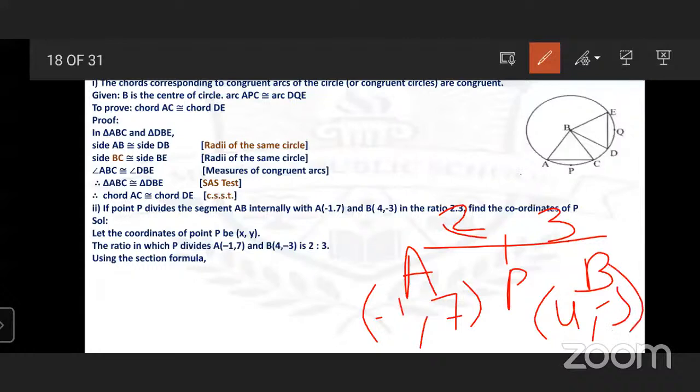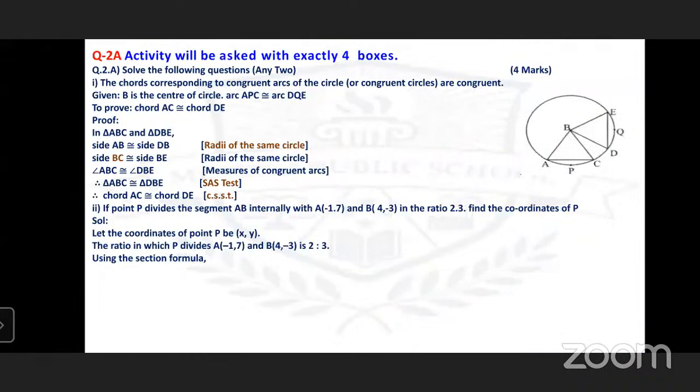So P divides internally. So here we apply the internal section formula. First in the solution we write, let the coordinates of point P be x, y, point A coordinates x1, y1, B coordinates x2, y2. Then we apply the internal section formula: x is equal to m x2 plus n x1 divided by m plus n. In case of y, y is equal to m y2 plus n y1 divided by m plus n.